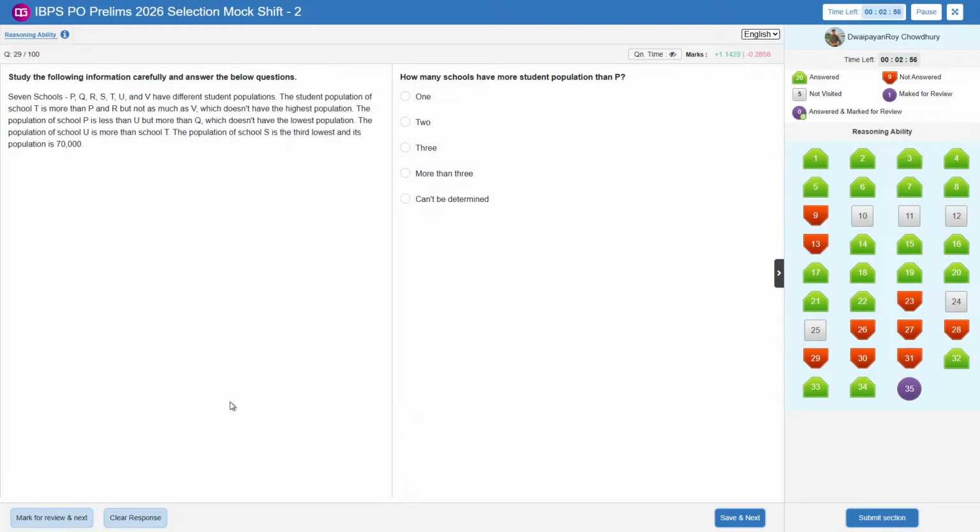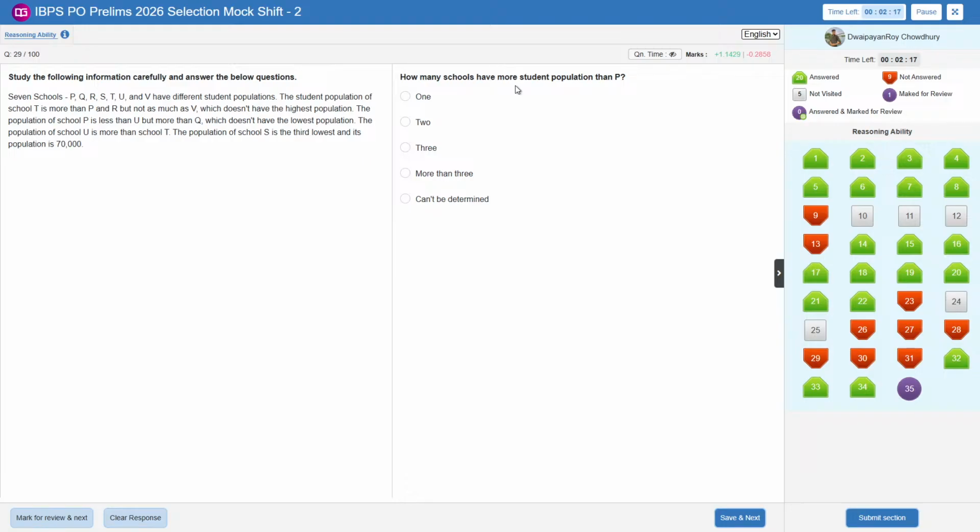So 7 started. The population of U is more than T. Okay, U is more than T. All right. Just a minor tweak. U is more than T. The population of S is the third lowest. So U is highest then, and S is third lowest. Okay. V was not the highest, right? Okay. And means school S has 70.